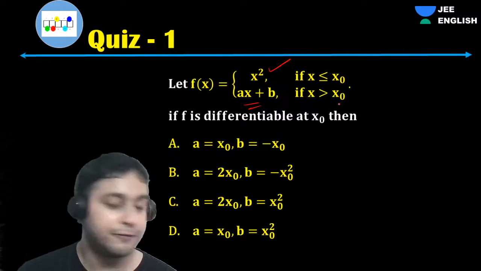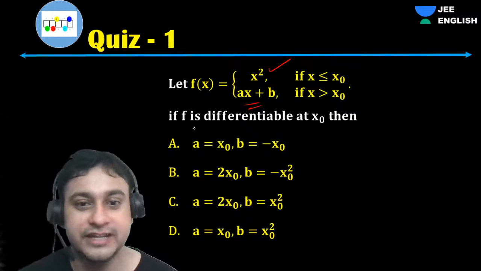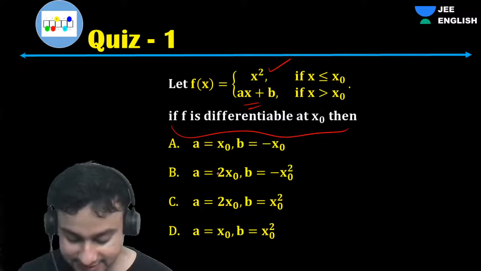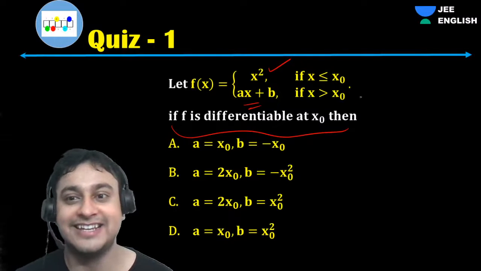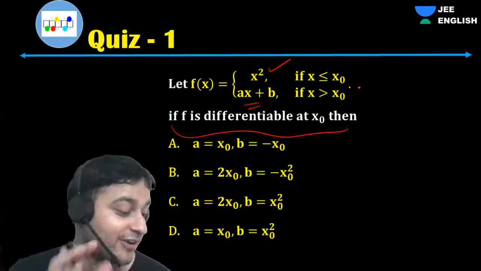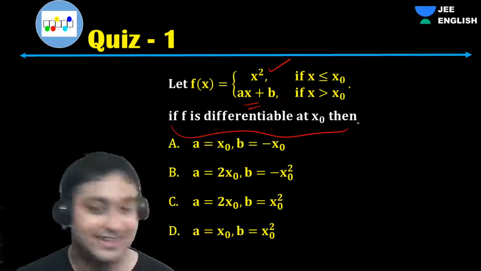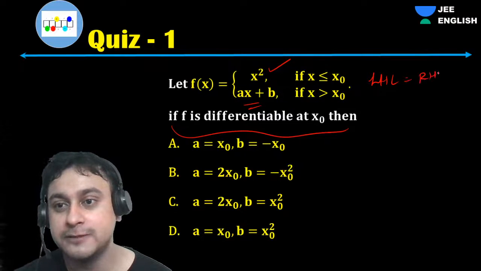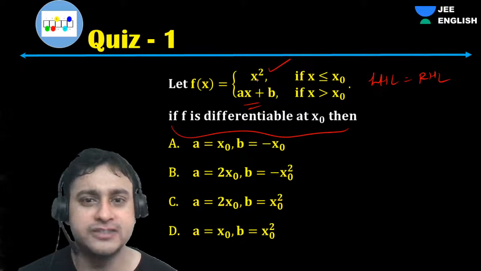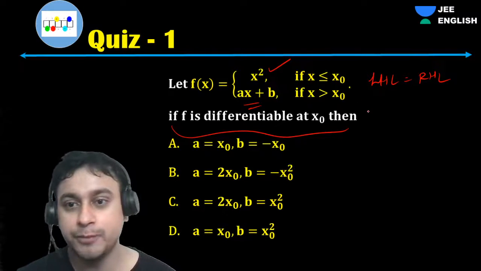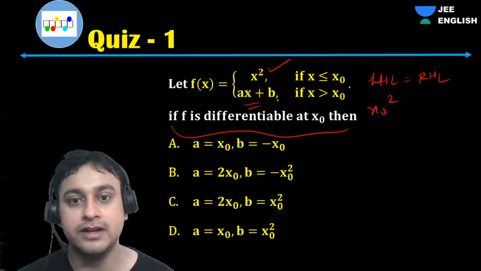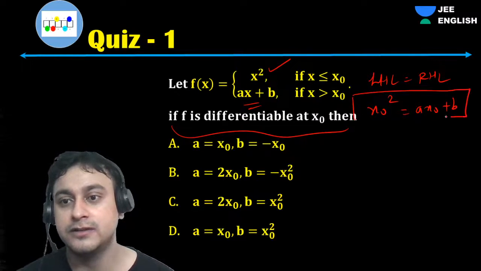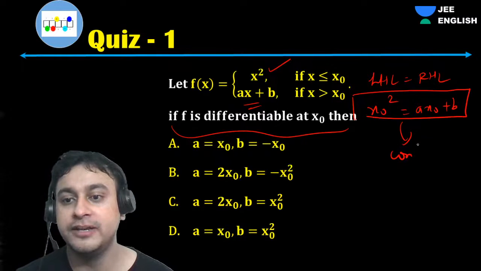So guys, the first thing: the function is differentiable, so can I say it will be continuous also? Yes. So LHL will be equal to RHL. That is a hidden concept which we have to apply in every question. So LHL will be obtained by simply putting x naught here. If you put x naught, what will we get? x naught square is equal to a x naught plus b. First equation, from where did we get it? From continuity.